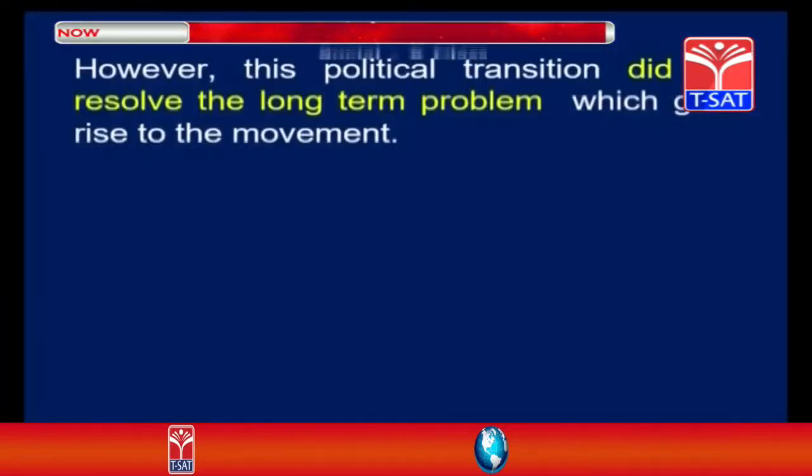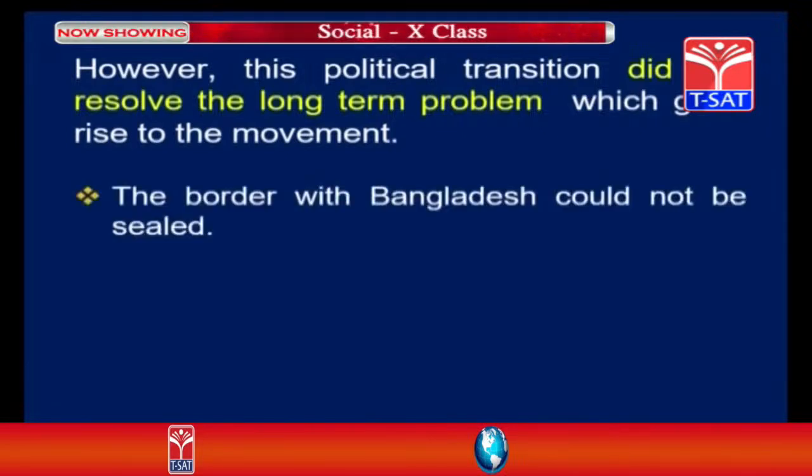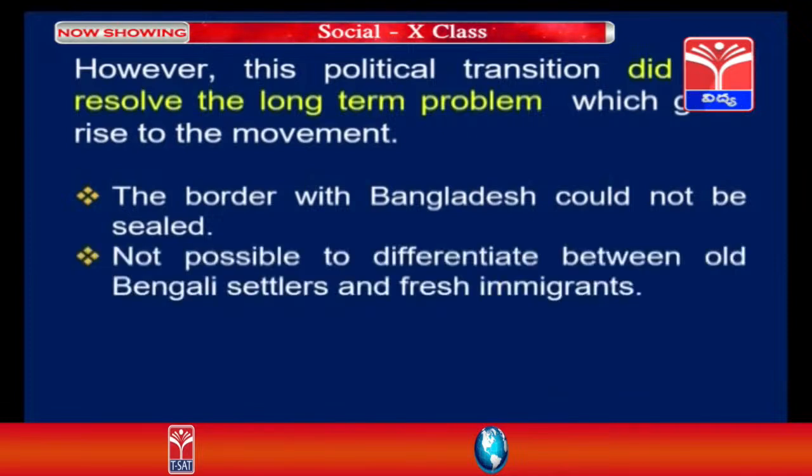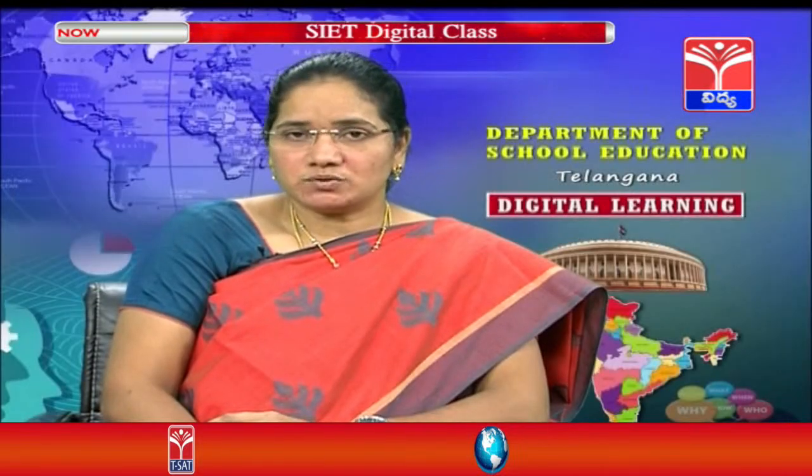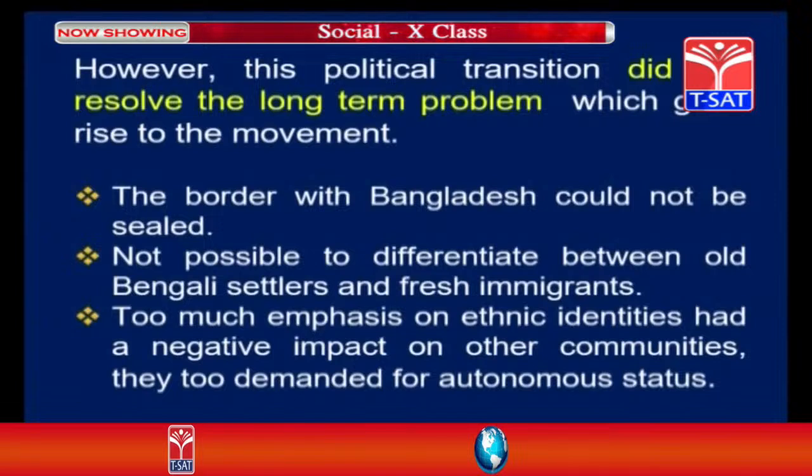However, this political transition, the change in political power, did not resolve the long-term problem of Assam. What is that long-term problem? The border with Bangladesh could not be sealed, and it was not possible to differentiate between the old Bengali settlers and fresh immigrants. And there was too much emphasis on ethnic identities, which had a negative impact on other communities also. So they also demanded autonomous status.